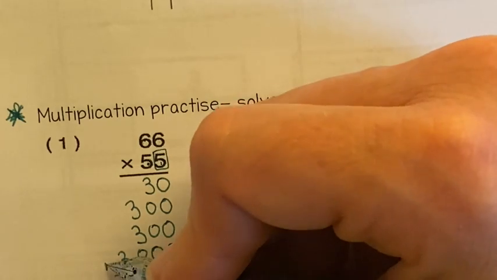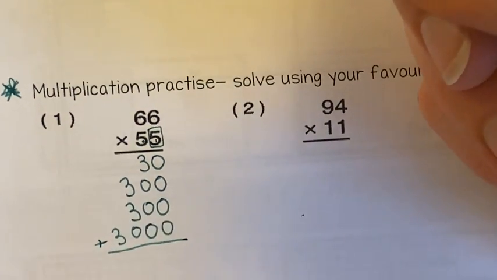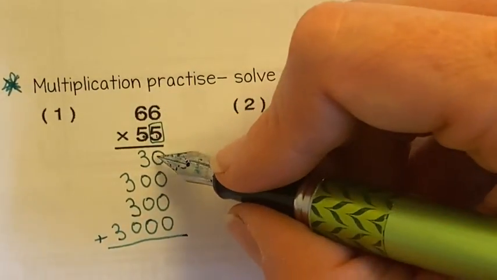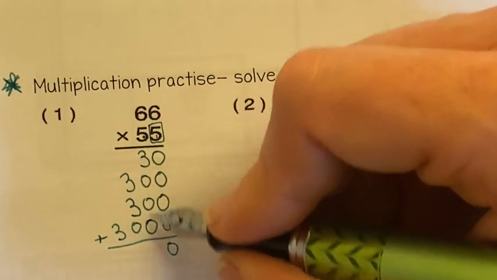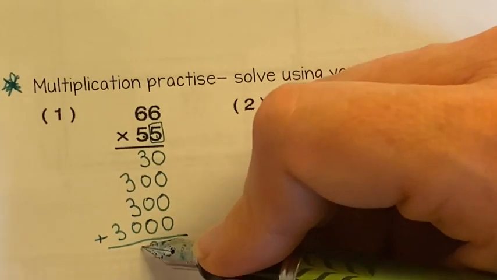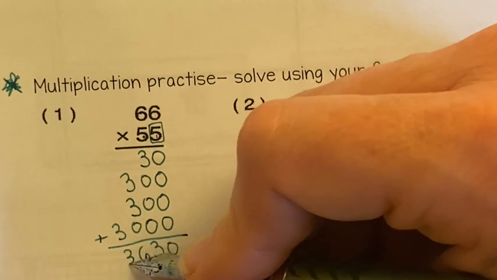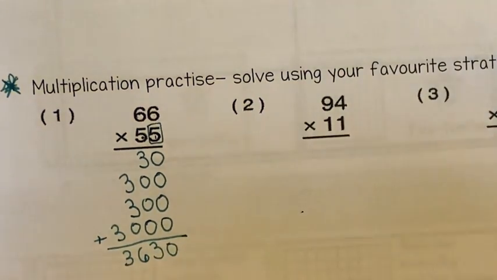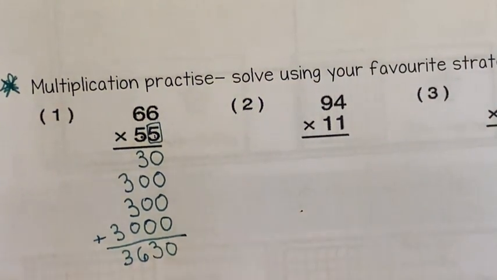Now, if this is confusing you and you want to do box window, please do, but please show me that that's the strategy you're using. 0, 0, 0, 0, 0, 3. 3 and 3 is 6. And 3. So 3,630. Now you are going to do the next ones.